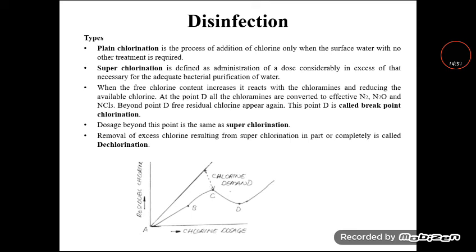Super chlorination is when, based on adequate bacterial purification, the dose is increased in excess, more than the requirement. Here the free chlorine reacts with the pathogenic bacteria and kills them, and it reacts with the chloramines available. After the chlorine is consumed, the remaining chlorine available in the water is called available chlorine.